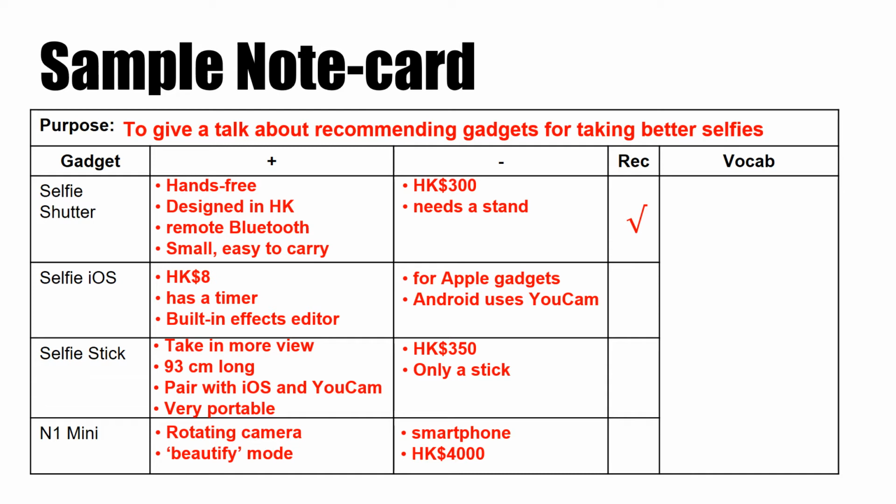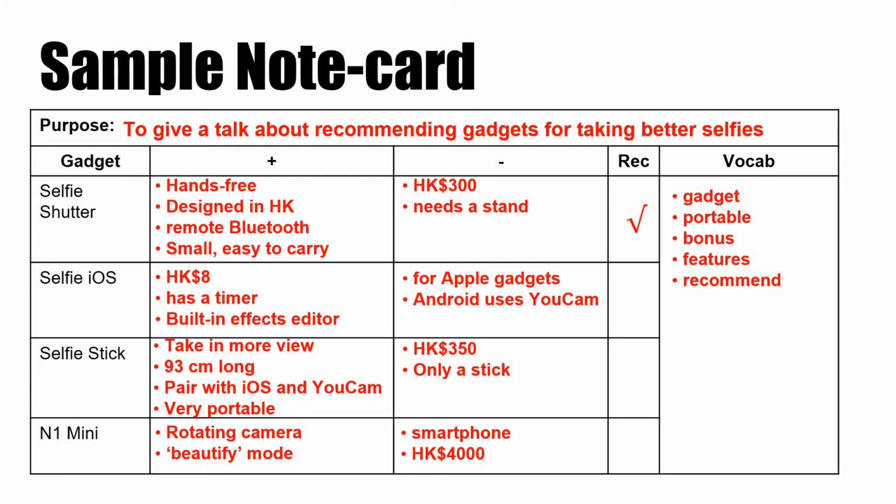And then finally, you want to write down some vocabulary words that you can use in your group discussion. Words like gadget, selfie shutter, selfie stick, N1 Mini, they are all gadgets, so that would be a good one to use. Okay, portable is a good word to use for something that is easy to carry around. And bonus is something that is extra, right? An added advantage, an extra advantage.